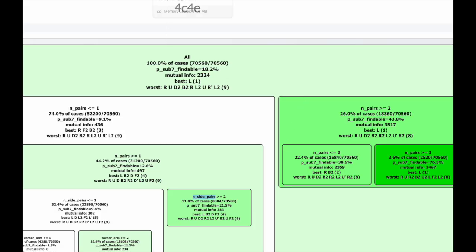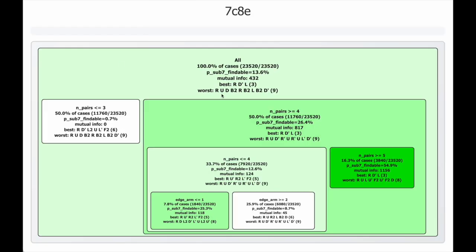The only thing it doesn't apply to is this 7C8E. With 8E, the whole E slice is a bad pair edge, so side pairs don't really make sense. But you do find that if instead of 5 pairs, you can have 4 pairs plus an edge arm less than or equal to 1, and that gives you the optimal subset for 7C8E. So now we're ready to go on to the meta.